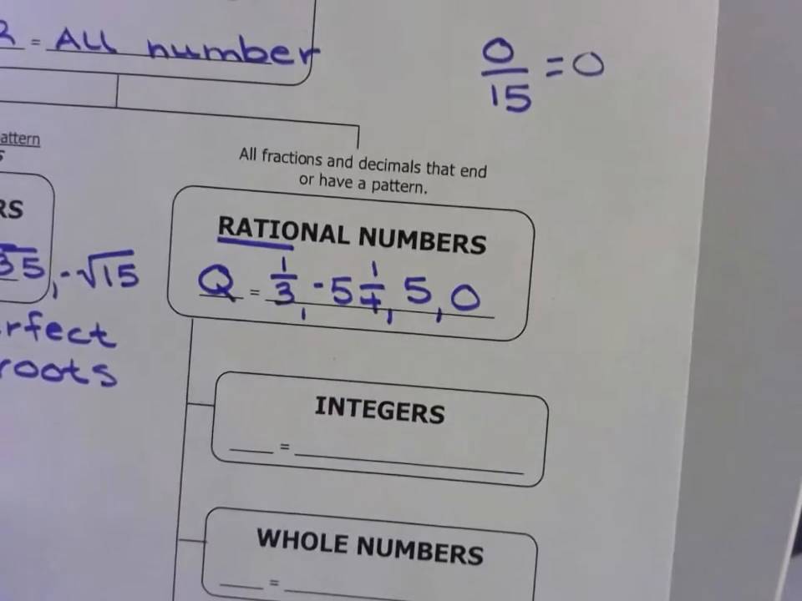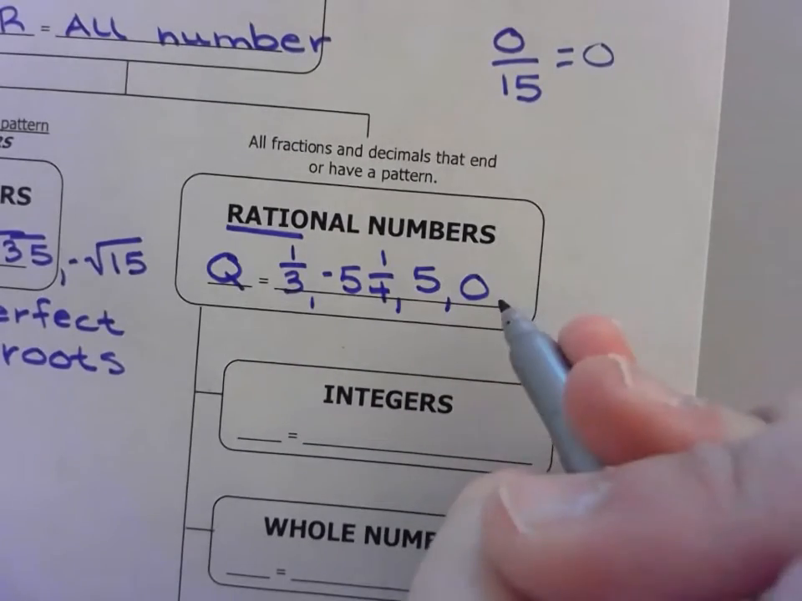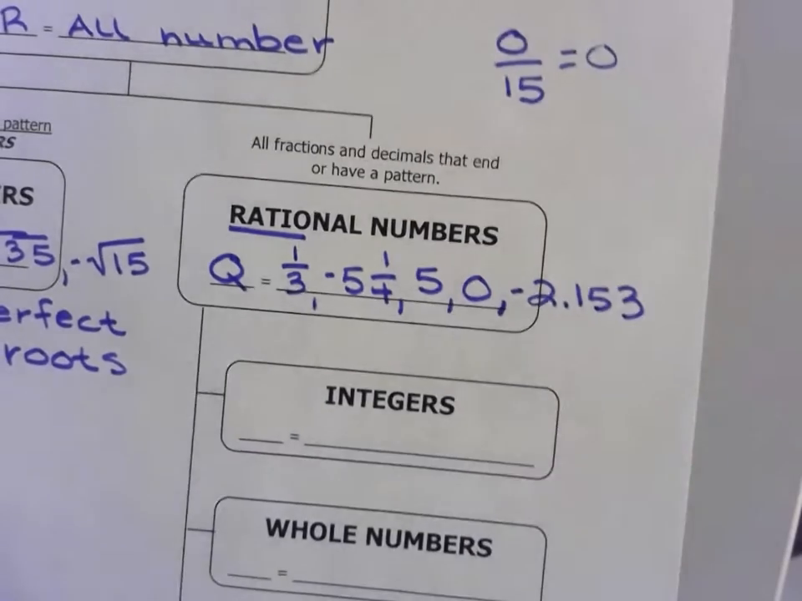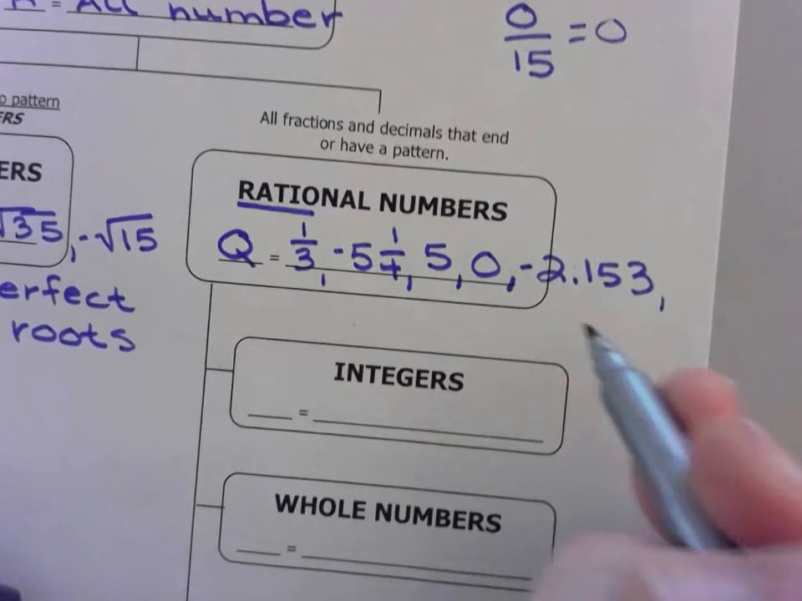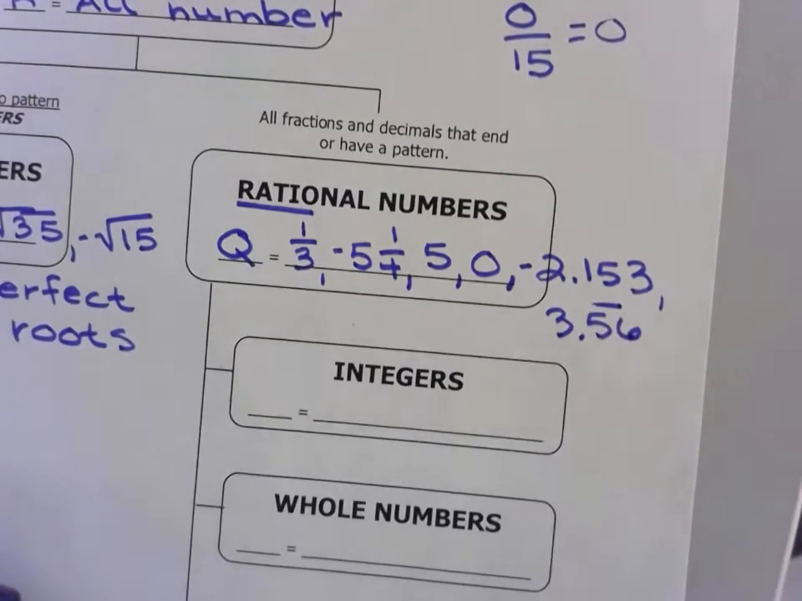Thank you. 0 is rational. A rational number is also a decimal that ends or has a pattern. So -2.153, that decimal ends, so it is rational. How would I represent a decimal that has a pattern? How do I represent a repeating pattern in a decimal? Yeah, the bar above it. So 3.56 with a repeating bar means 3.56565656. It has a pattern. It is rational.